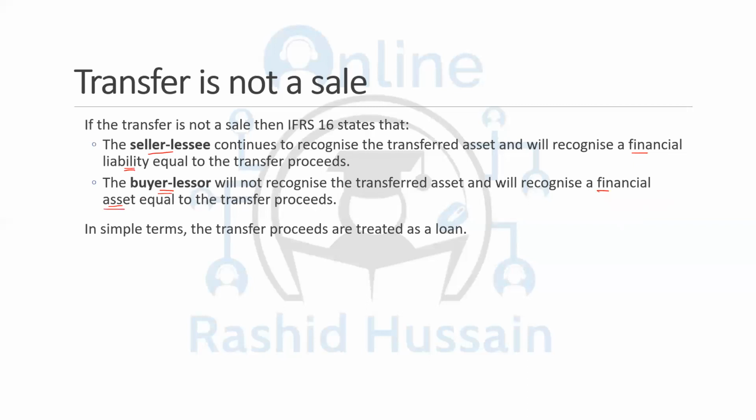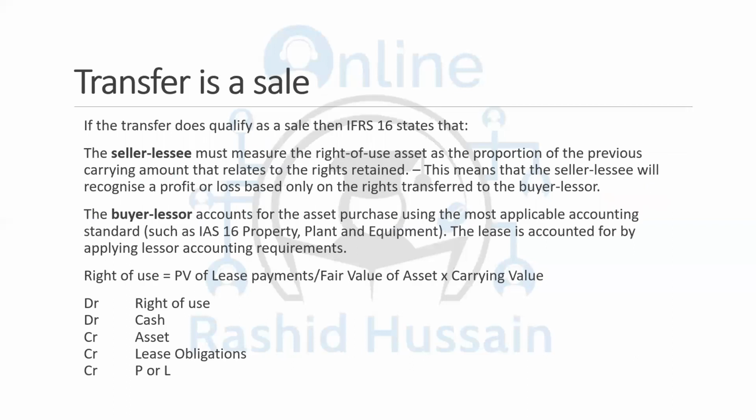So if you are selling an asset and you're not transferring the control of that asset, and you're getting the payment on that as well, that means you're keeping the asset as a security and getting the loan. So it's a financing arrangement. So you treat that thing as a loan. That means you will be recording the liability and the lessor will be recording the asset.